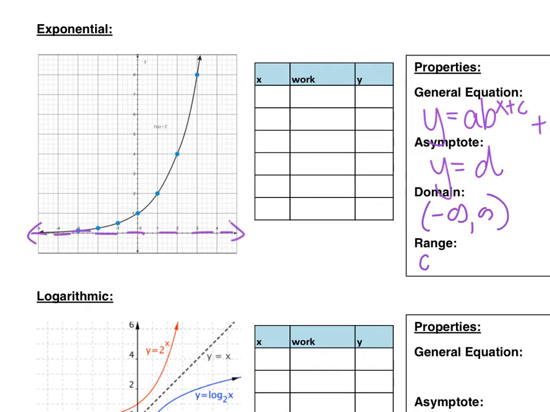Okay. If a is positive, then it's an open bracket at d and goes to positive infinity. Key thing here being open bracket because you can never touch the asymptote. If a is less than 0, we come up from negative infinity and we stop at d once again with an open bracket because we can never touch the asymptote. So for exponential and logarithmic, your ranges are going to have all open brackets. For absolute, quadratic, and square root, you can actually include the endpoint.